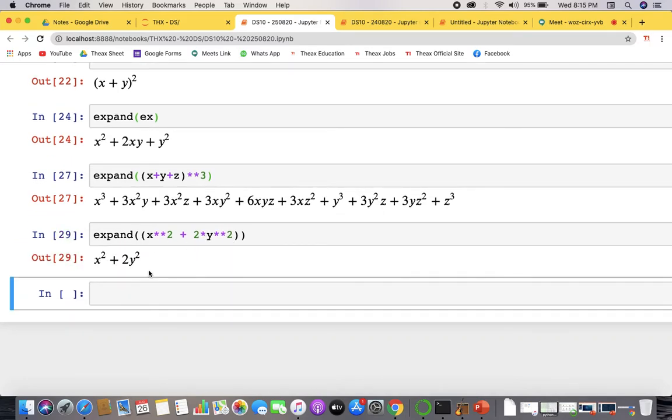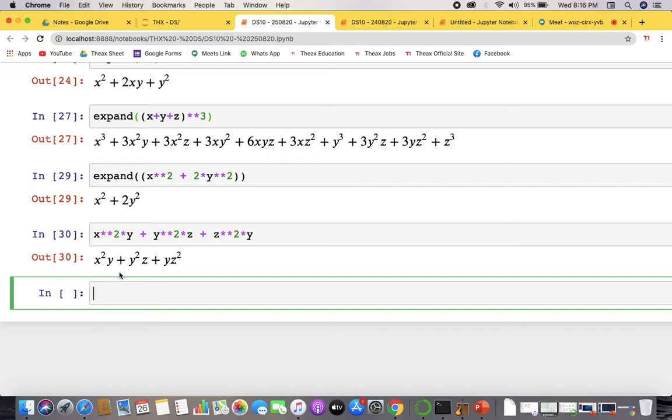So this is x square plus 2y square. Okay, this is an equation. Now, among equations, let's say we write an equation of x square y plus y square z plus z square y. Okay, fine. And this is the equation: x square y plus y square z plus y z square.